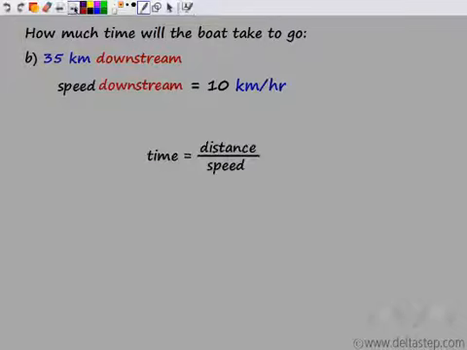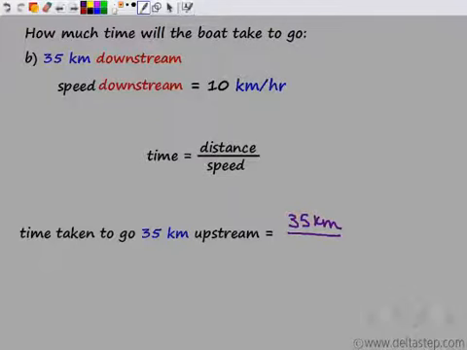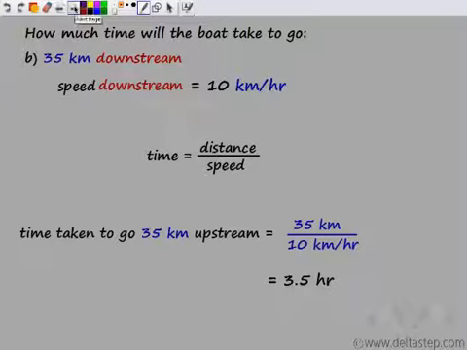So we need to find the time, which is nothing but distance by speed. So time taken to go 35 kilometers downstream would be distance, which is 35 kilometers, divided by speed, which is 10 kilometers per hour. So this gives me 3.5 hours. So it would take 3.5 hours to move 35 kilometers downstream. Now let's see whether you can solve this question.